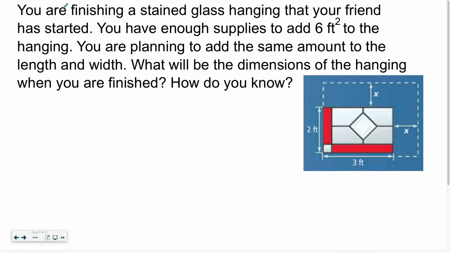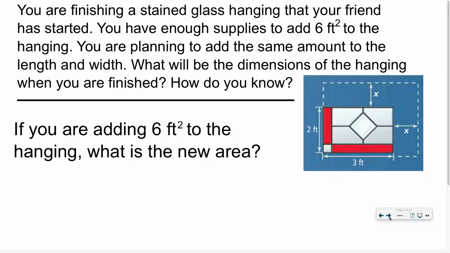You're finishing a stained glass hanging that your friend has started. You have enough supplies to add 6 feet squared. You're going to add 6 feet to the total area. You are going to add the same amount. You don't know what it's going to be, but you're going to add the same amount to both sides. We are going to figure out the dimensions of the new stained glass hanging.